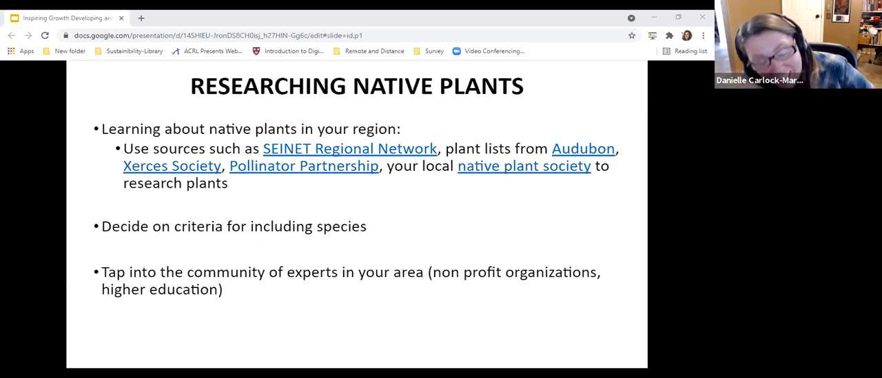Actually, that's the next point in the slide: tapping into the community of experts in your area. There's a lot of knowledge out there. There are nonprofit organizations.